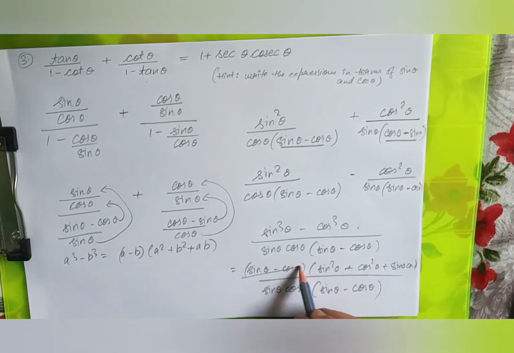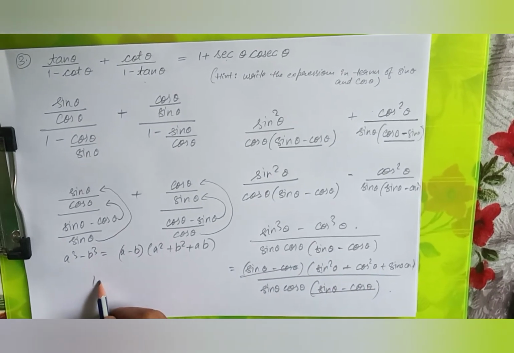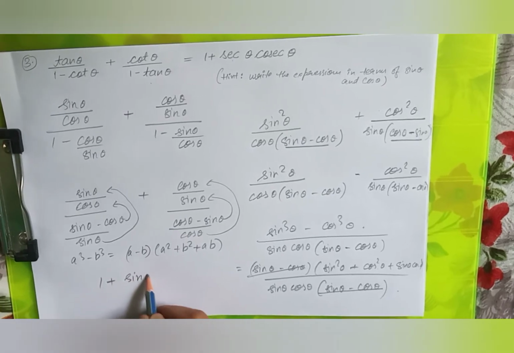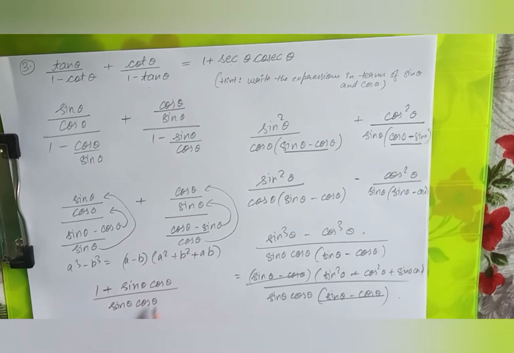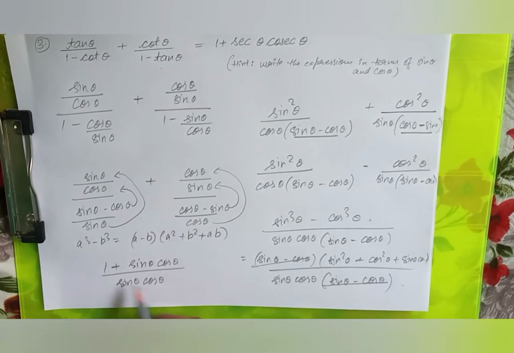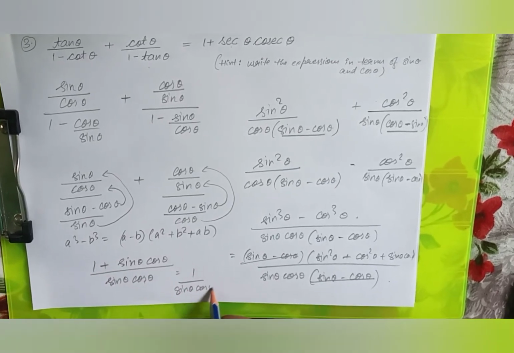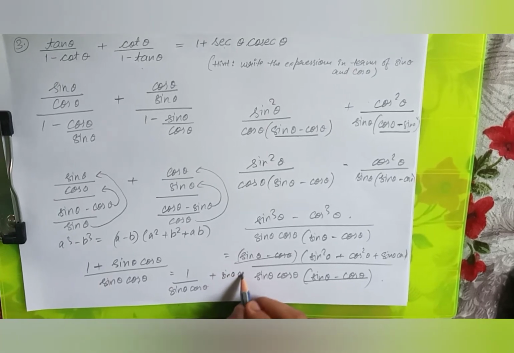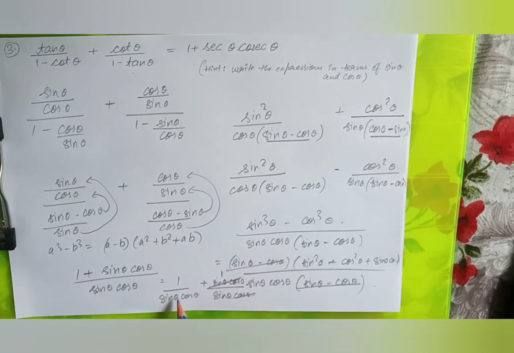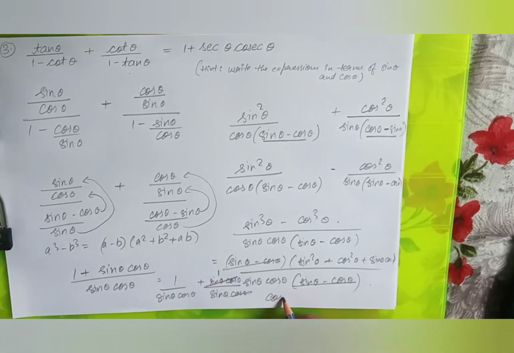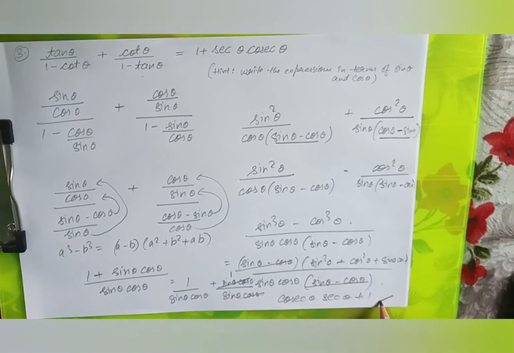By simplifying this will cut off, and sin square theta plus cos square theta, we know that this will become 1, and plus sin theta cos theta divided by sin theta cos theta. The sin theta cos theta will go to both the sides, 1 by sin theta cos theta plus sin theta cos theta by sin theta cos theta. This will cut off and become 1, and this will become cosec theta plus 1. Now the RHS is equal to LHS, so we have proved this question.